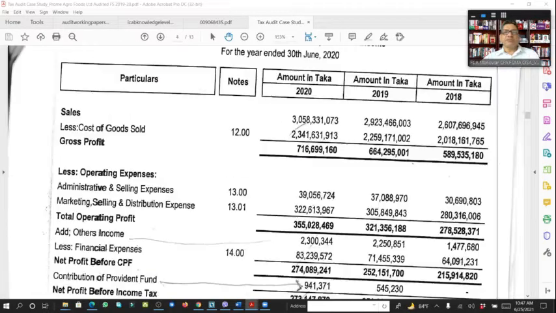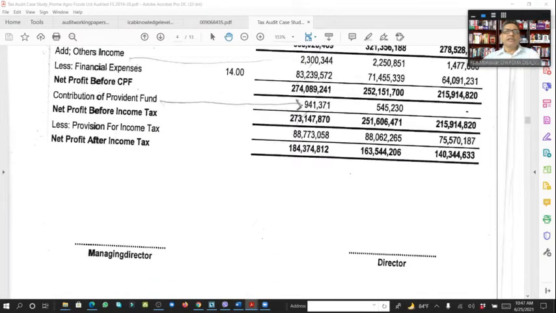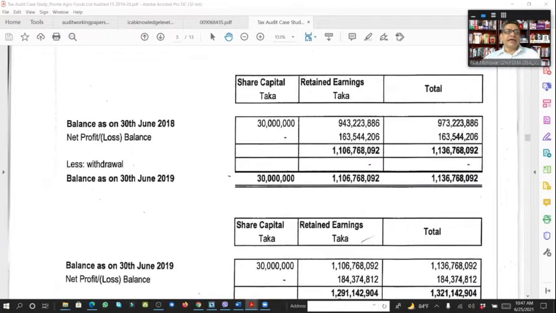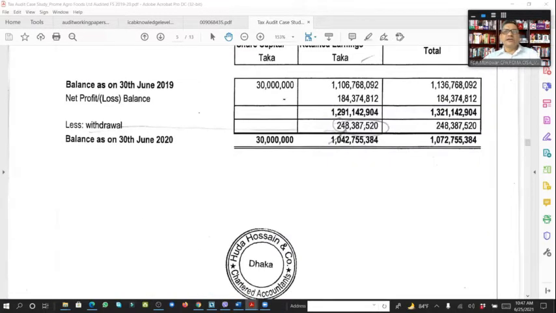A few items pop up, and then you have to understand what they are. For example, here it says tax provision is taken, look here, 8 crore 87 lakh. And here, look here, the withdrawal within this report, 24 crore. So look here, it is a huge amount withdrawal. So that would be the cost.